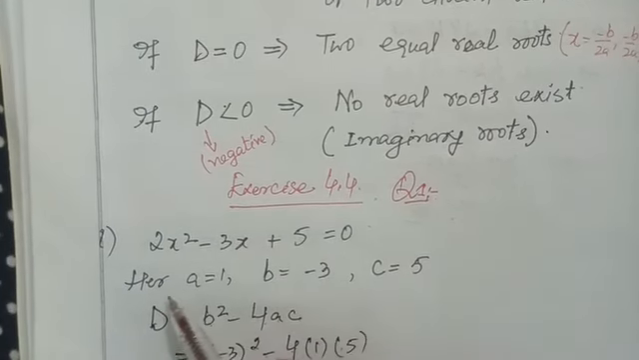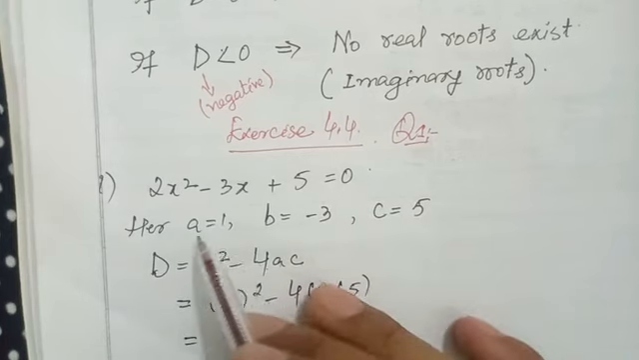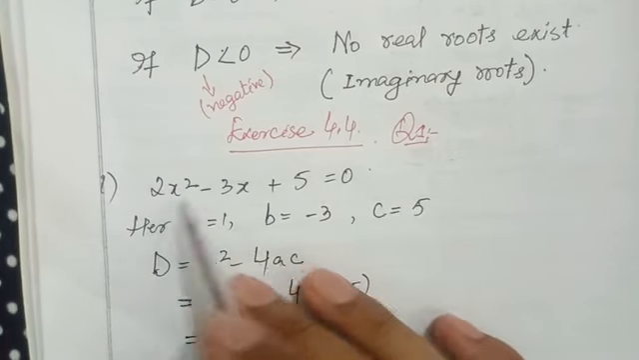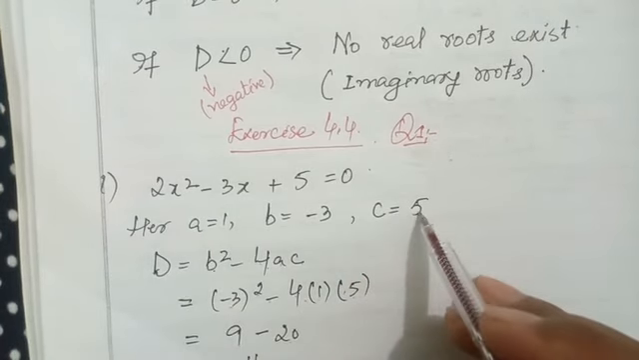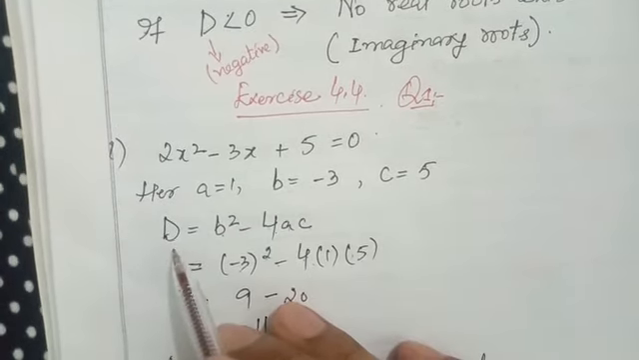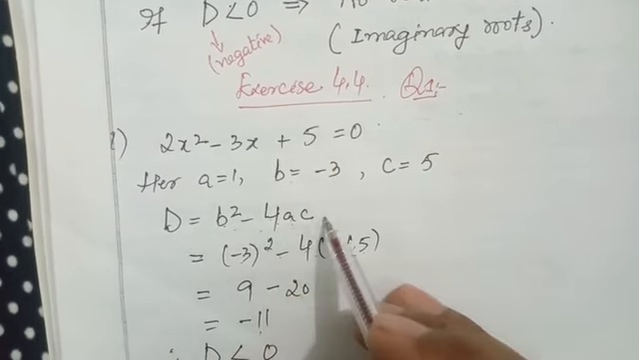Now see the first part, it's 2x square minus 3x plus 5 equal to 0. See here, a is equal to 1, coefficient of x square, b is equal to minus 3, coefficient of x, c is the constant term, that's 5. Now I will find first the d, that is discriminant.